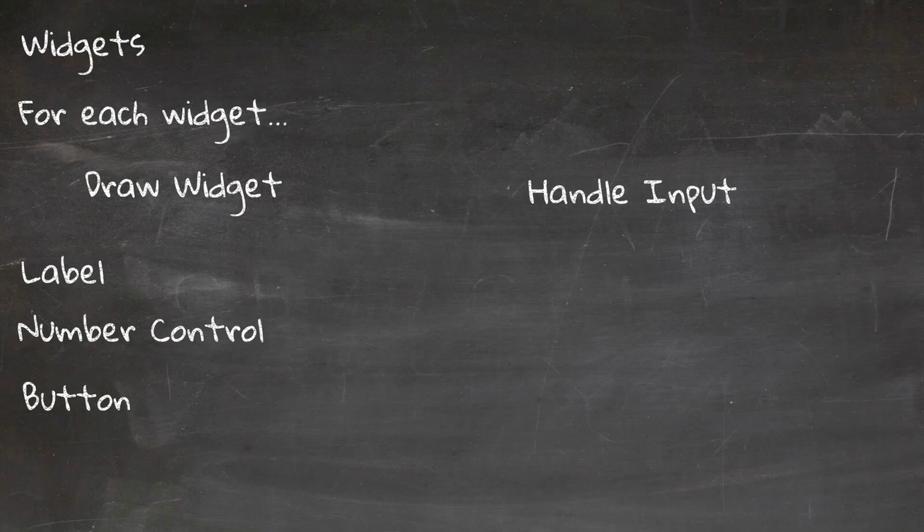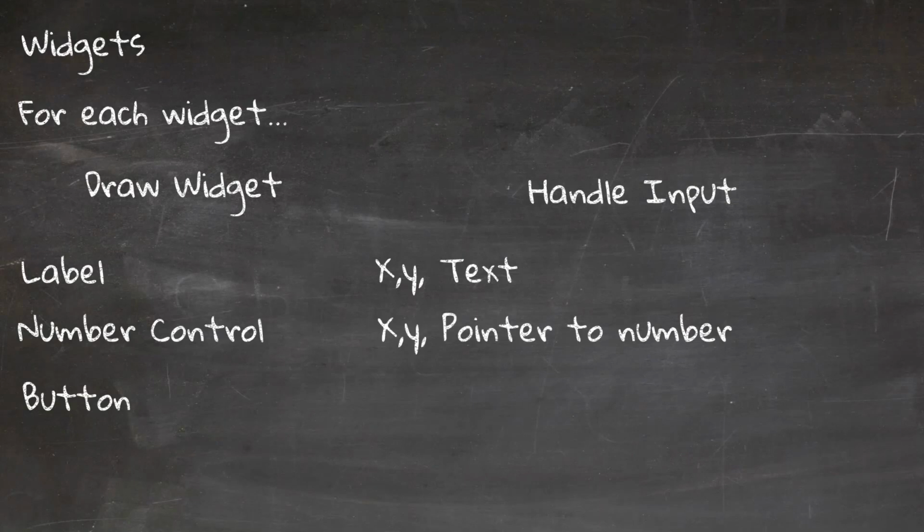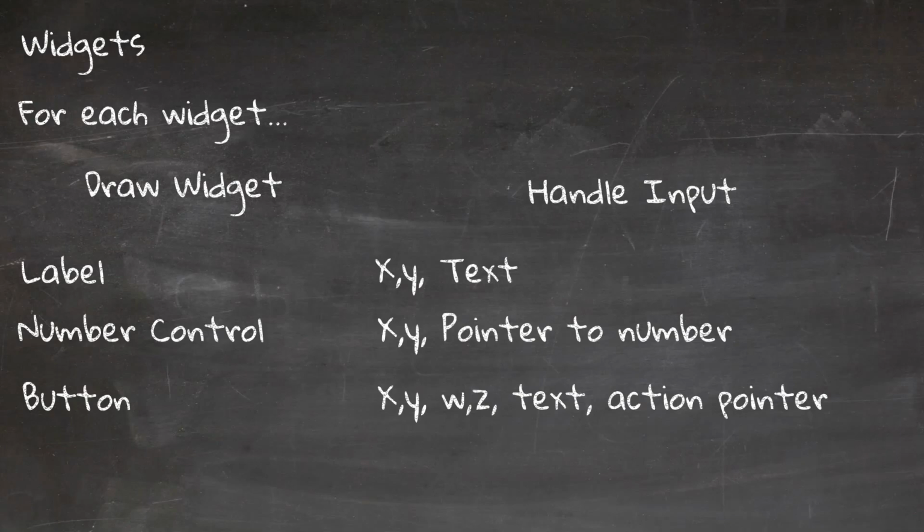What does the label need? Well, a position and a string. Number control, a position and a pointer to the number I want to modify. Button, a position, a width and height, or bottom right, either way. A label to tell you what the button does, and an action pointer so the button can do something.